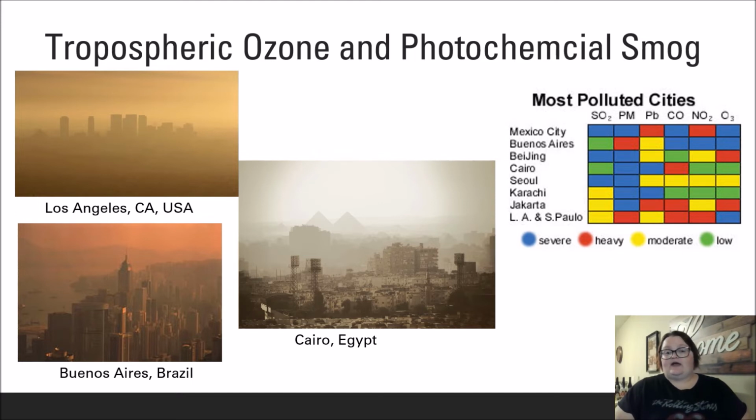Additionally, notice the diagram of the most polluted cities. All of them are some of the most densely populated cities globally. 7 out of 8 of them are found very close to the equator.